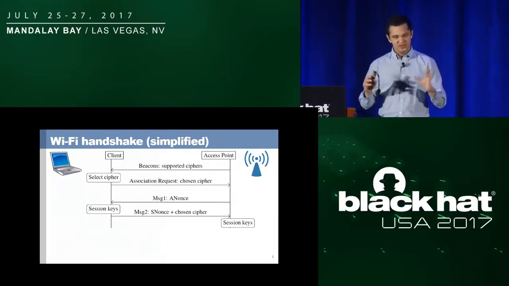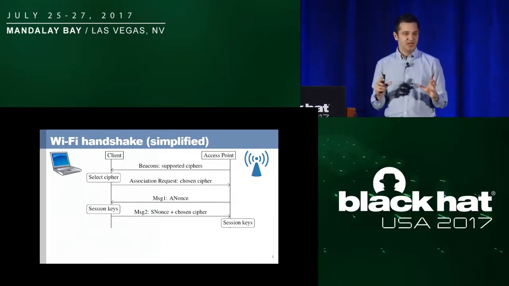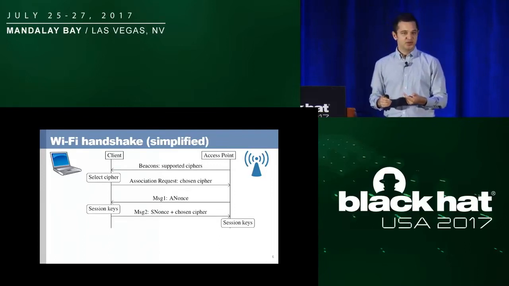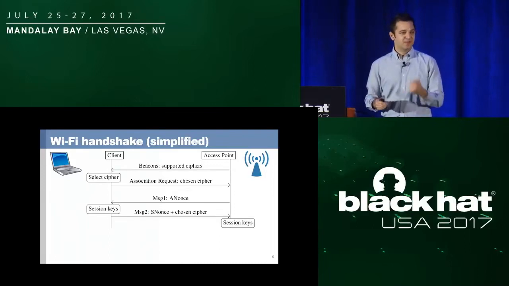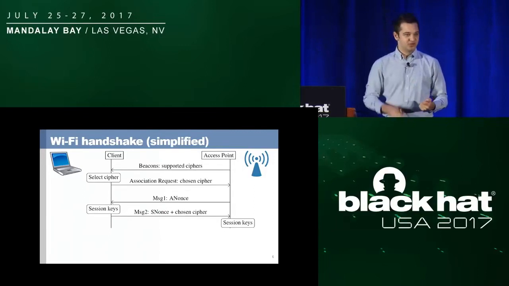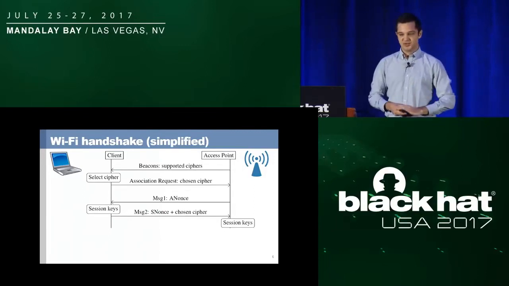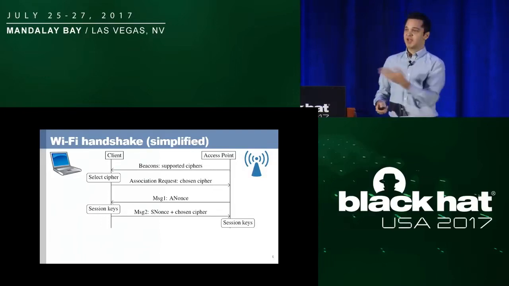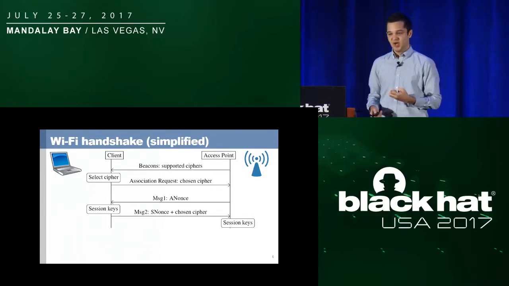Now, essentially, these first two messages of the handshake are used to transport random nonces, and these are used to generate a fresh session key which has never been used before, so we don't get key reuse. As you can see here, the client generates its session keys once it has received message 1, and the access point will generate the session keys once it has received message 2.